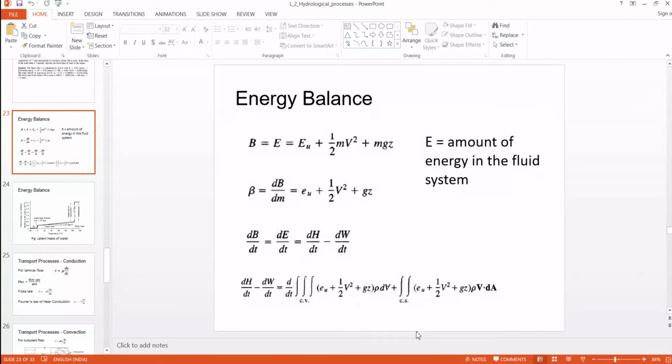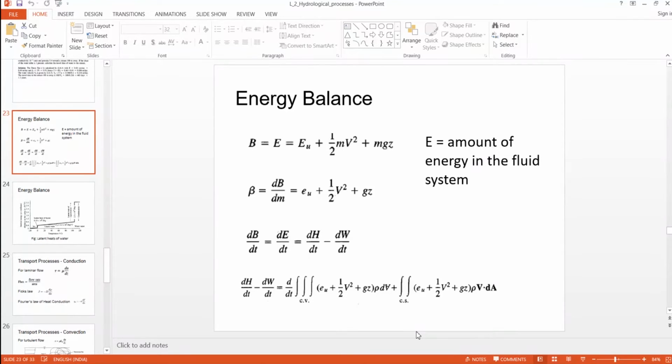So from the first law of thermodynamics, the amount of heat given to the system is equal to the amount of energy in the fluid system plus the work done by the system on its surroundings. So here E is the extensive property, then its intensive property B is equal to E per unit mass, which is represented by small e.